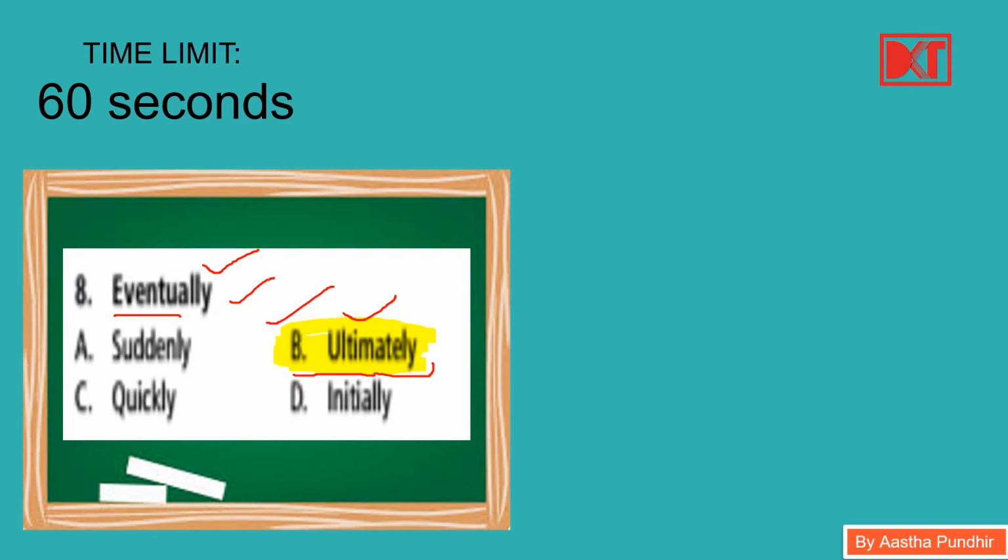So, like that. The other words, suddenly, jab kuch achanak se ho jata hai, quickly, jaldi se hona, initially, shuru mein kya hua. Alright? Initially and ultimately are antonyms of each other. Okay?